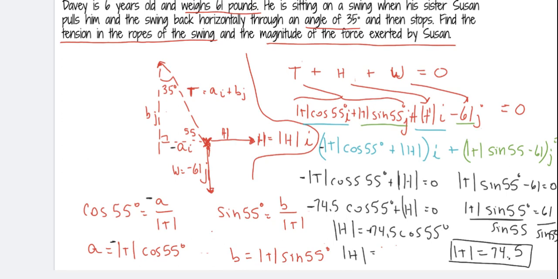That gives 42.7. All right, so this describes the magnitude of the force with which the swing is being pulled back by the sister. This explains the magnitude of the vector that represents the tension in the rope. We know the weight, and those were the two that I was asked to find.